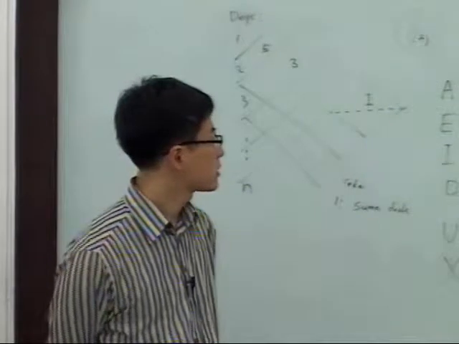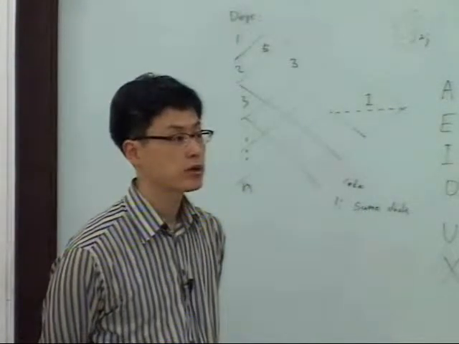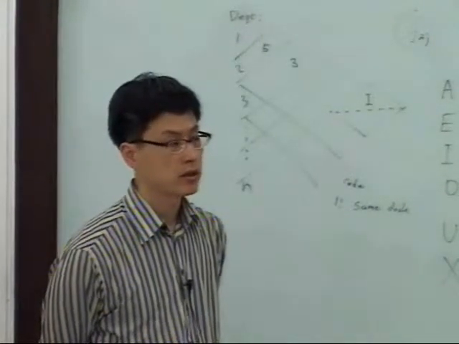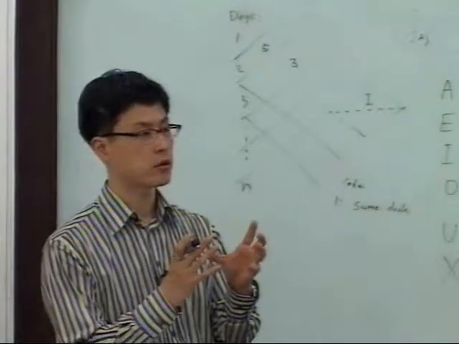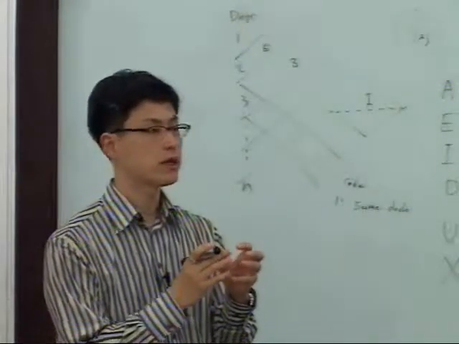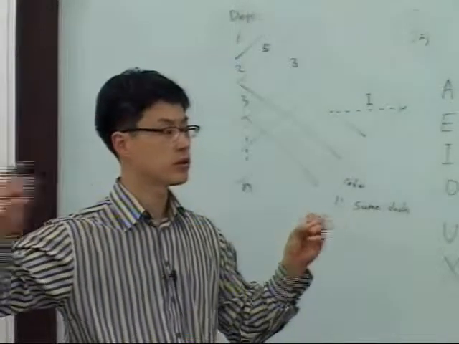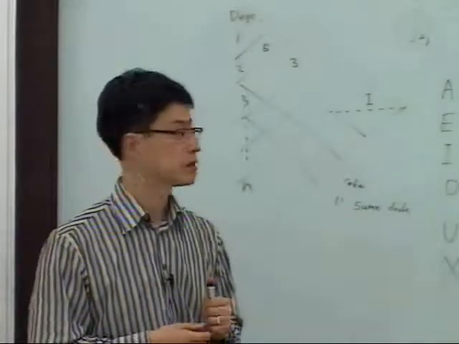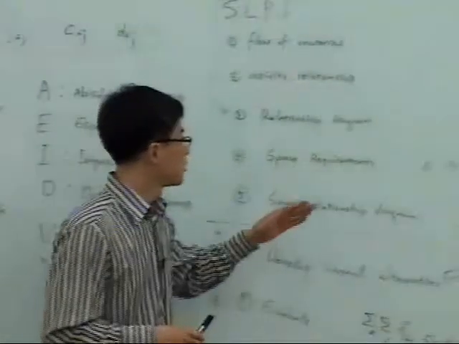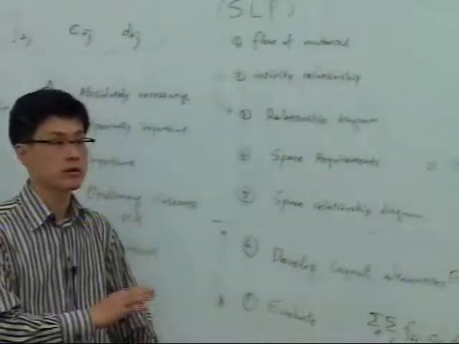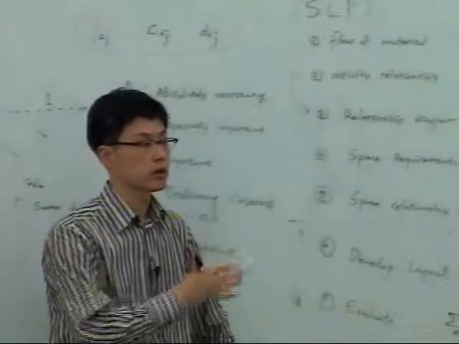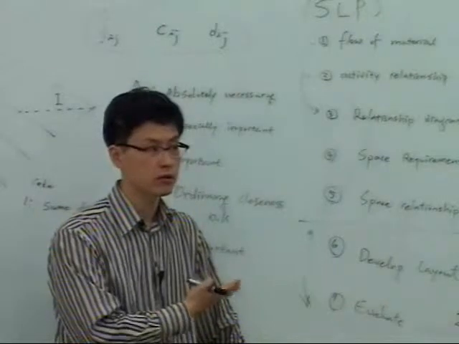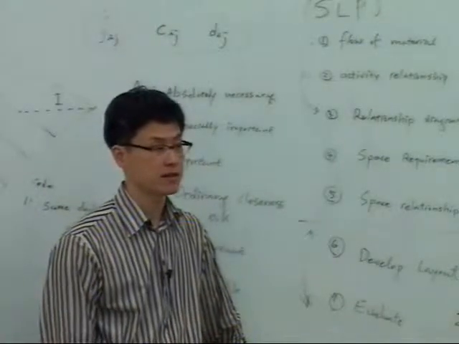By cleverly building this relationship diagram, we can minimize the number of crossings. Okay? But minimizing the number of crossings can sometimes increase the distance between the departments. So we have to be very careful about it. Okay, building a relationship diagram, I think everybody understands how we can do it. Even though the number of departments is 20 or something, you can do it by hand.